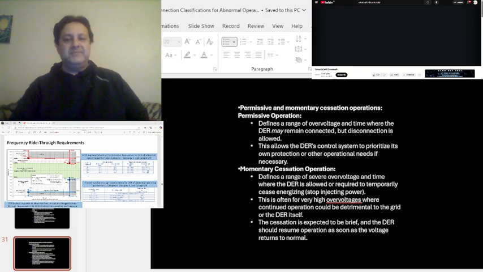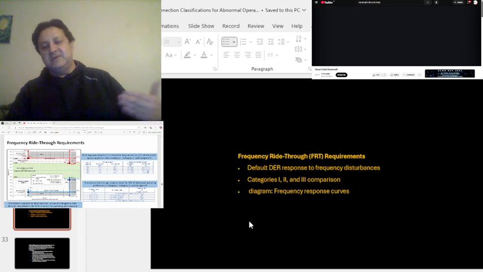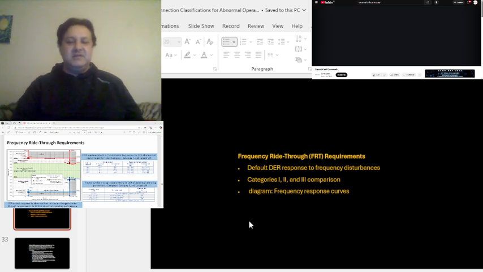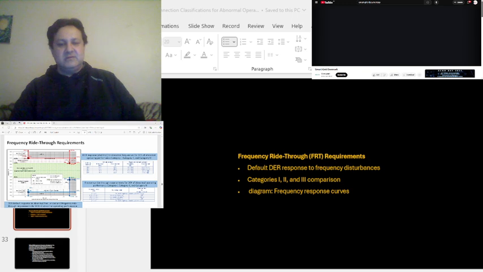Now, let's move quickly to the frequency. Frequency ride through, we just spoke about voltage. So now, default DR response to frequency disturbances, categories one, two, three, comparison, and then we'll talk about the diagram. The diagram is right here in the presentation. So let's talk quickly.